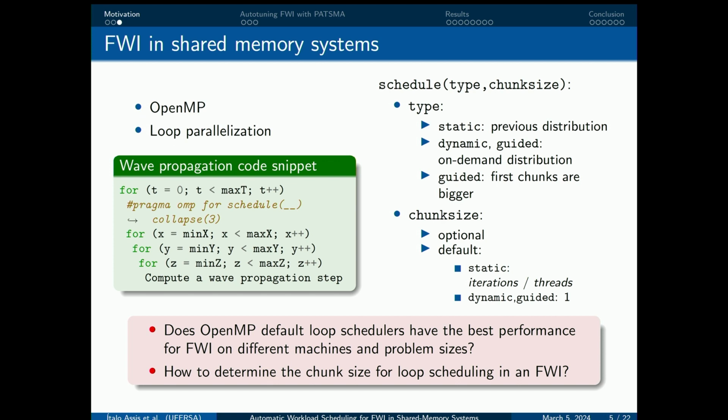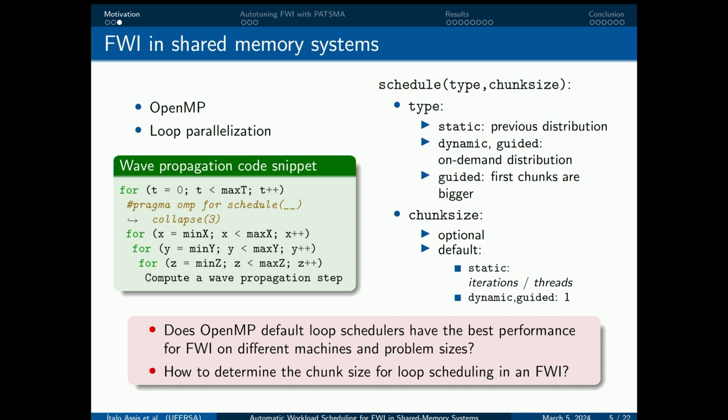The chunk size, the second parameter for schedule, is optional. If we don't set it, don't say the size of the blocks, then it's going to use the default OpenMP values, which are 1 if you use dynamic and guided, and it's the number of iterations over the number of threads if you use static.